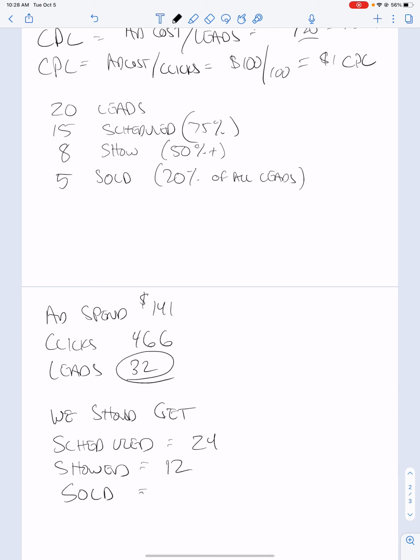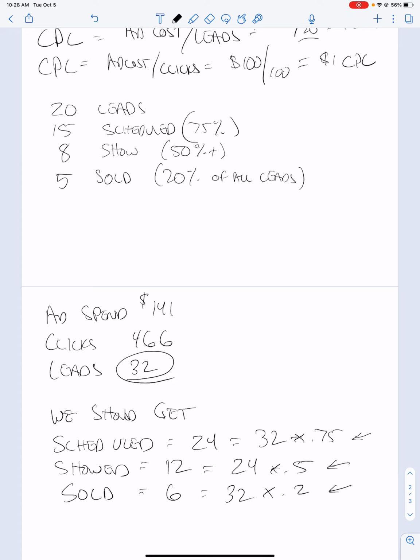20% of the 32. 32 times 0.2 is 6.4, so we're going to round down to 6. Perfect. To draw this out, we did 32 times 0.75, then 24 times 0.5, and here we did 32 times 0.2. And all along the way, you can see where we fall off.